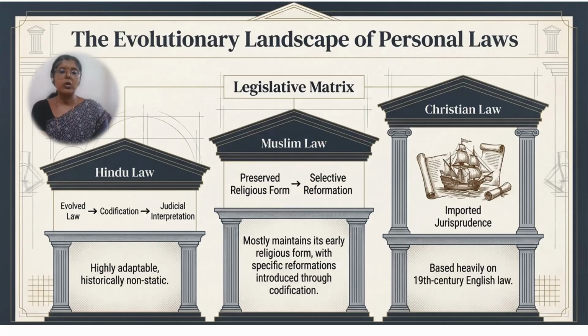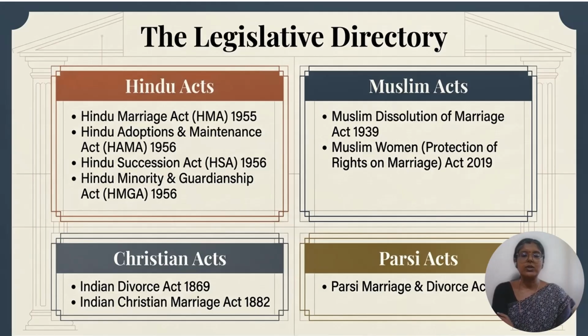When we look at Muslim law, it has generally preserved its religious form, but there are selective reformations here and there, such as reformation with respect to triple talaq and maintenance laws, which we will be looking at in greater detail over the course. Then there is Christian law, which is something that we have simply imported from the colonial era. When the Britishers entered India, they brought their own Christian laws, and that forms the basis of the laws applicable to Christians with respect to marriage, divorce, maintenance, and so on in India.